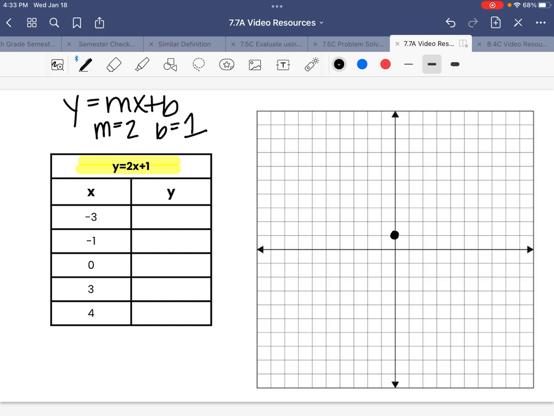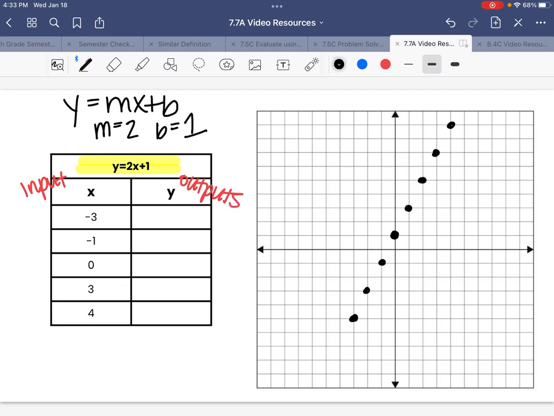So I can go plot my initial value on my graph at (0, 1). Then I will go up 2 to the right 1 to create my next point, up 2 to the right 1 to create my next point, and I will continue that pattern in both directions to build my line. But I also want to be able to generate a table. So these x values are my inputs. The y values will be my outputs.